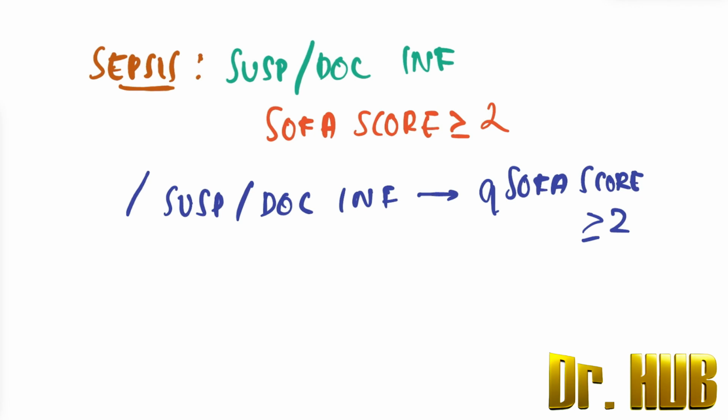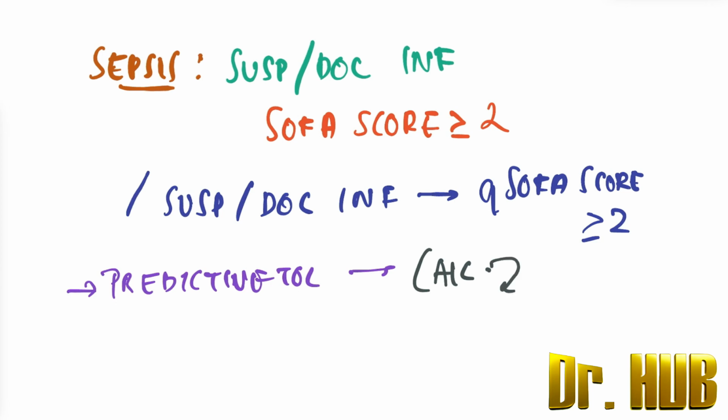Another thing to note is that the score was initially used as a predictive tool to calculate the risk of death from sepsis.